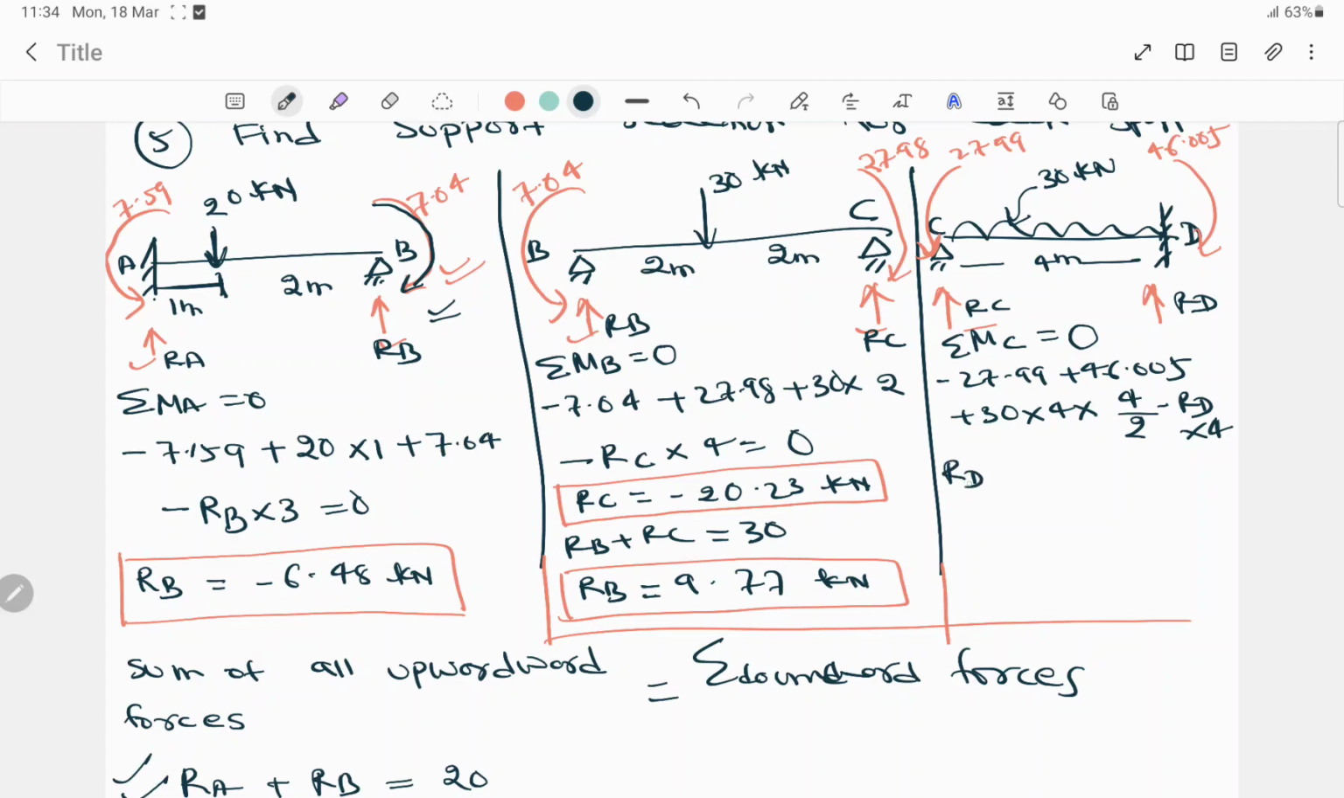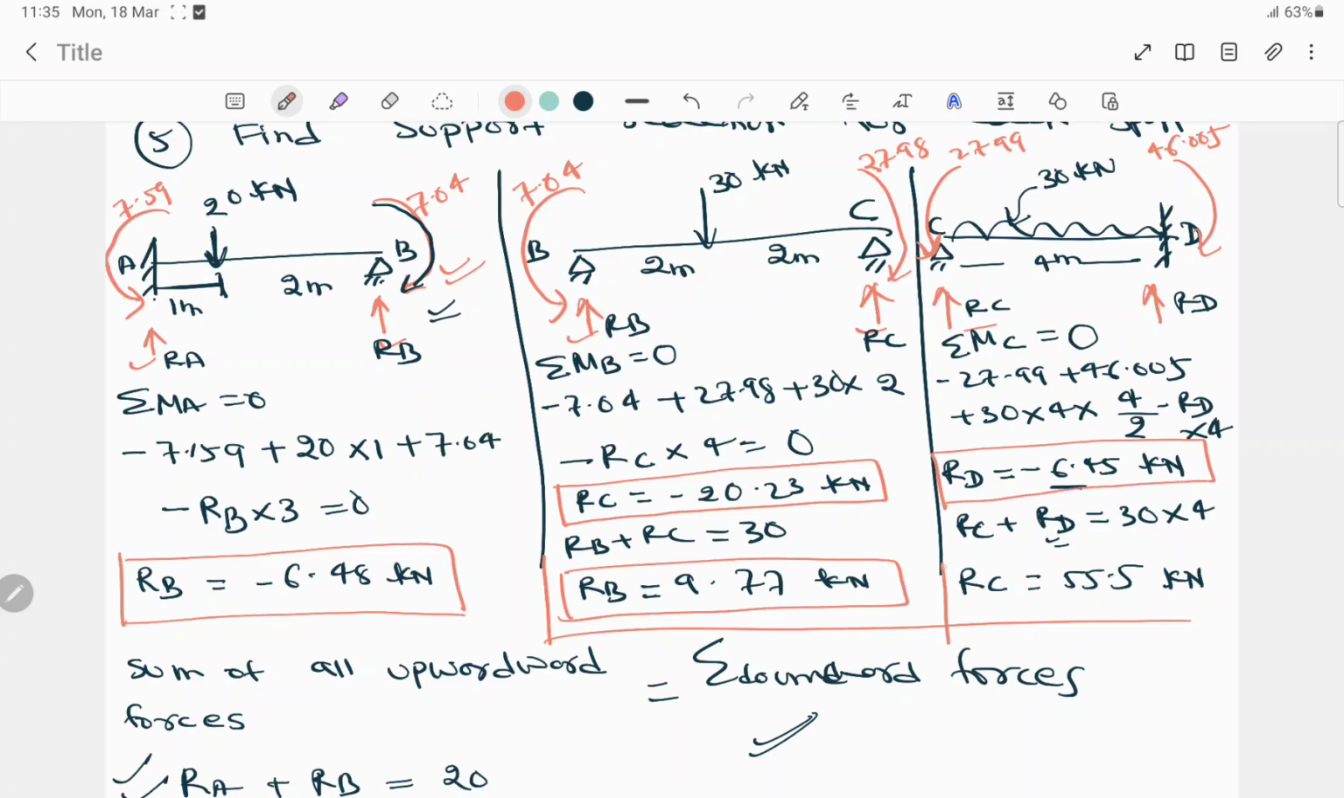So we'll get the value for RD is equal to minus 6.45 kilonewton. Same, we have to follow this step to get the value for RC here. So here RC plus RD is equal to 30 into 4. So we have a value for RD here, just we need to put this value here. So we'll get the answer for RC is equal to 55.5 kilonewton. So now we have a value for RD as well as for RC.